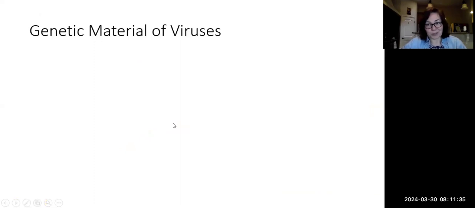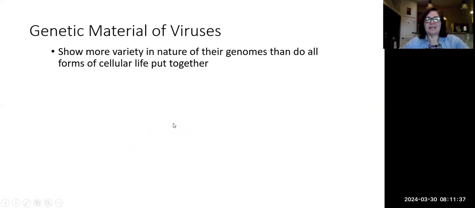So this is where it gets tricky. The genetic material for viruses, there's more variation here than there is in any other form of life. Of all of them put together, all of the different living things, all bacteria, archaea, and eukarya, all of them have double-stranded DNA.